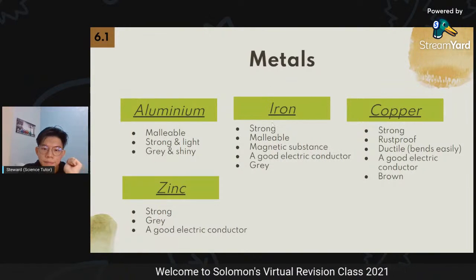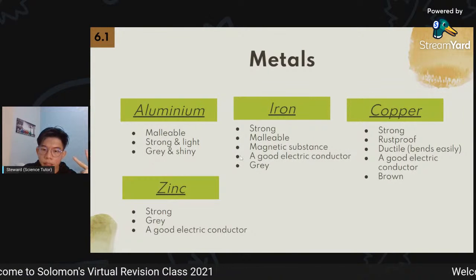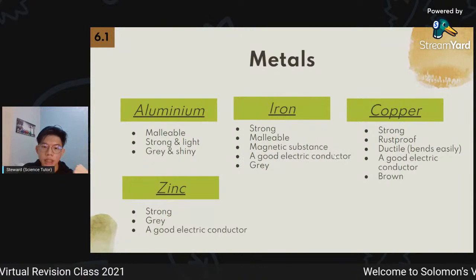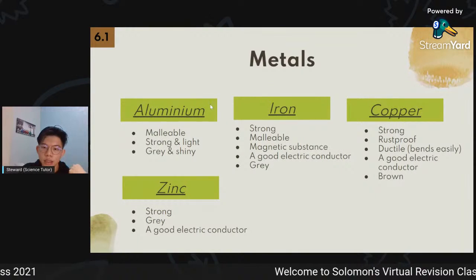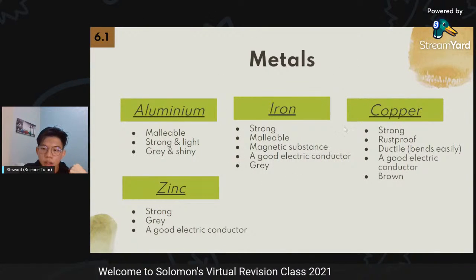And next, we've got iron. Iron is a strong, malleable, magnetic substance. Maksudnya dia boleh ditarik oleh magnet. And it is a good electric conductor. Okay, and it's grey in color. Saya percaya ni semua orang tahu lah. Ni iron ni apa. Lepas tu kita ada copper.